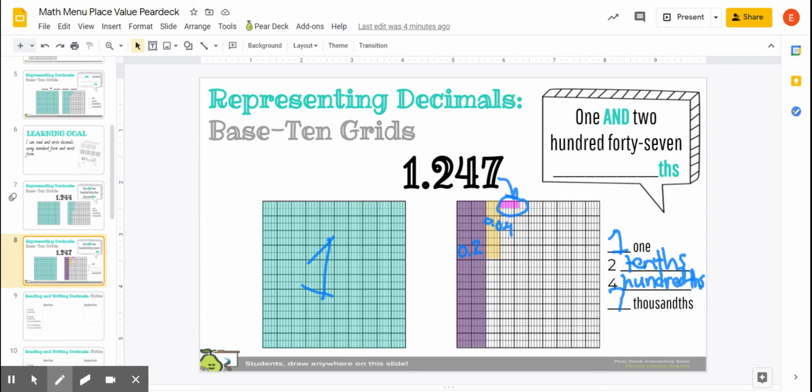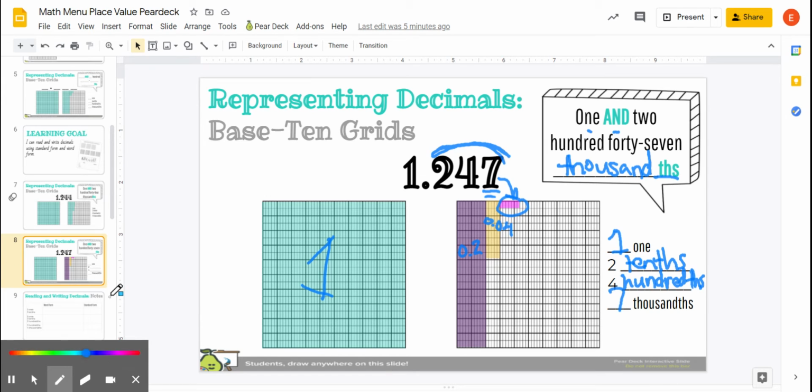So when I read this number, I would say 1 and 247. If I read that, that looks like 247. And the place value I end in, it's not tenths, it's not hundredths, it's thousandths. So this word should be thousandths. 1 and 247 thousandths. All right, very nice.